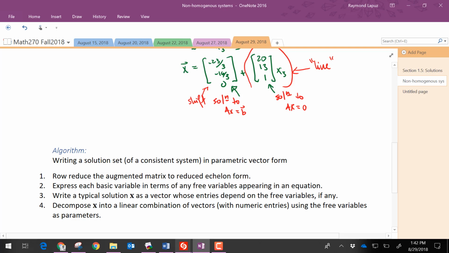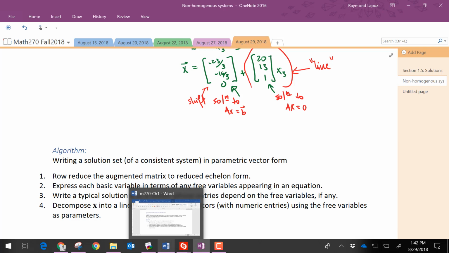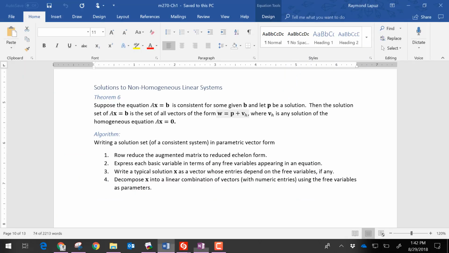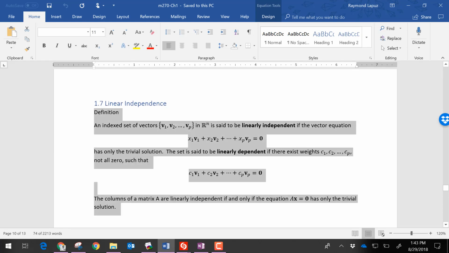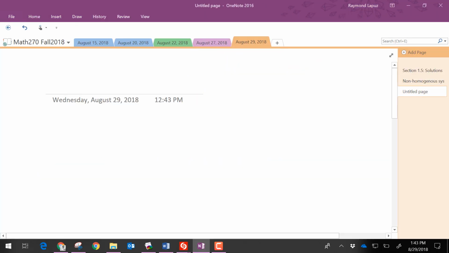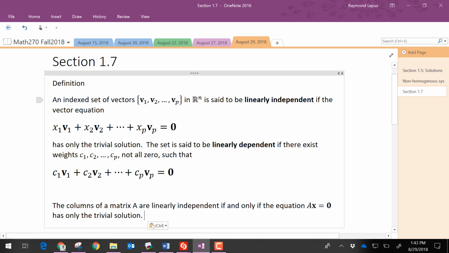All right. Let's shift gears and jump into section 1.7. If there's anything else that you really, really need to know in this class, it's the definition of linear independence. So we have a set of vectors in Rn, v1 through vp. The p just means some other number.